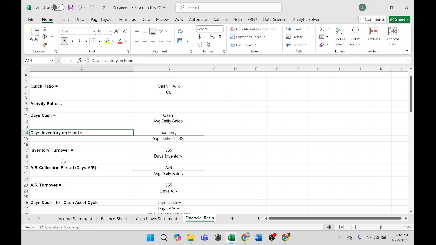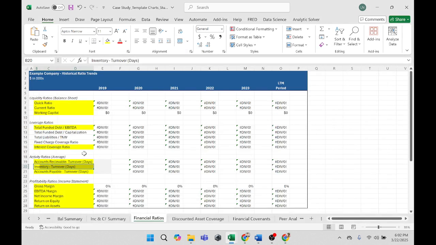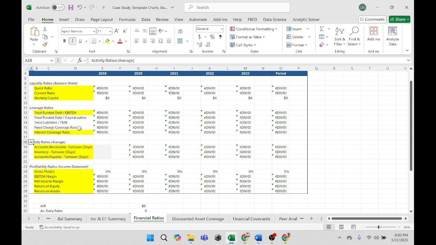The same with days account receivable, which means days AR. But to give you an idea, when we're talking about activity ratios, you're going to find the data to compute this by going to both the income statement and the balance sheet to find the data to compute these, right? What do I mean by that?